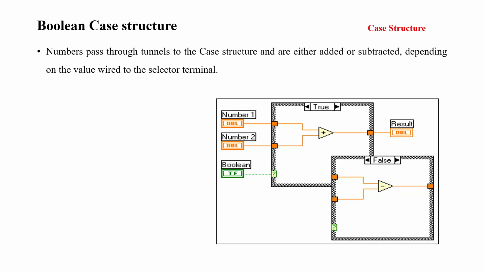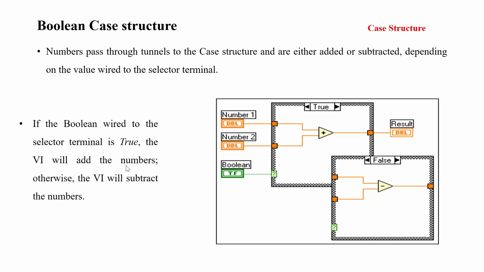Numbers passed through tunnels to the case structure are either added or subtracted depending on the value wired to the selector terminal. If the Boolean wired to the selector terminal is true, the VI will add the two numbers, meaning this particular case will get executed. Otherwise, the VI will subtract the two numbers. It is similar to the if-else statement of conventional languages.